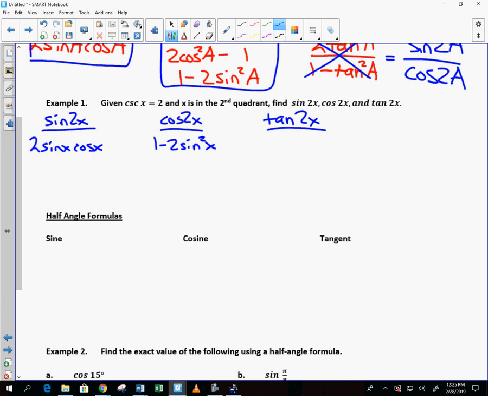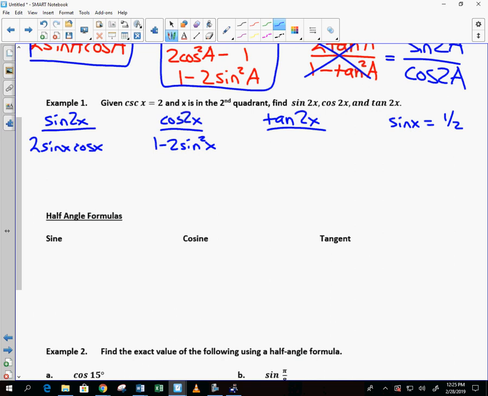Cosecant of x is equal to 2. In order to simplify these expressions, I have to know what sine of x is, and I have to know what cosine of x is. As long as I can identify that, then I can simplify these expressions. If I'm told that cosecant of x is 2, do you know what sine of x is? 1/2. Everybody see that? Cosecant and sine are reciprocals. So we know that sine of x is equal to 1/2.